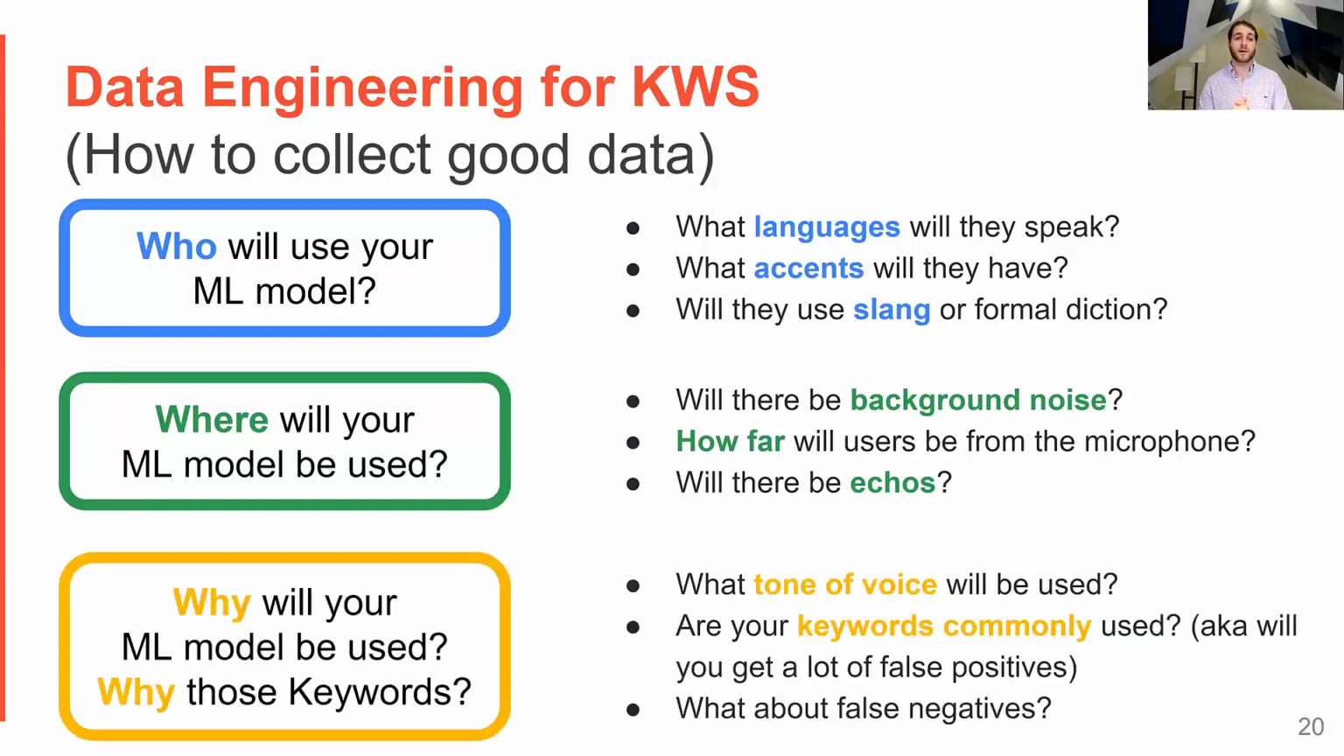The third thing you want to think about is, why will your model be used? Or why those keywords, in this case? This gets into false positives, false negatives, and tonality of users. Even if you account for languages, accents, and slang, if somebody is very stressed and screaming the keywords at the system versus saying them normally, that will create a very different audio signal. And so you need to understand the use cases, and you need to understand what happens if you get a false positive or a false negative.